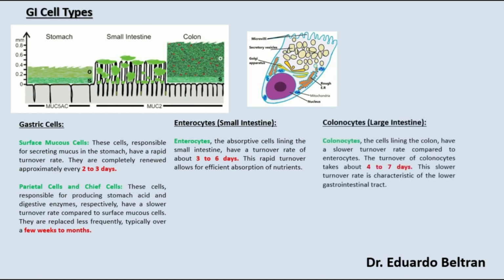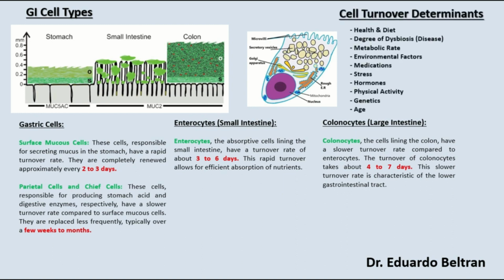Now in the colon, in the large intestine, the turnover is around 4 to 7 days, okay? It's a little bit longer in comparison to the enterocytes. The colonocytes take a little bit more, right? But, as I said, the cell turnover determinants are going to be based on the general health state of the patient, the type of diet that patient has, the degree of dysbiosis, if there is a disease present, the metabolic rate of that person. Let's say that person might have an autoimmune disease that affects his thyroid, for instance. They might have hypothyroidism, so that metabolic rate is going to be much slower.